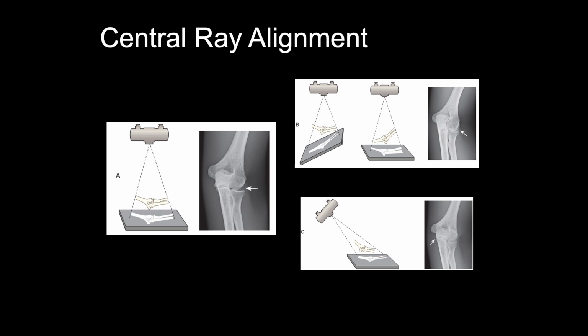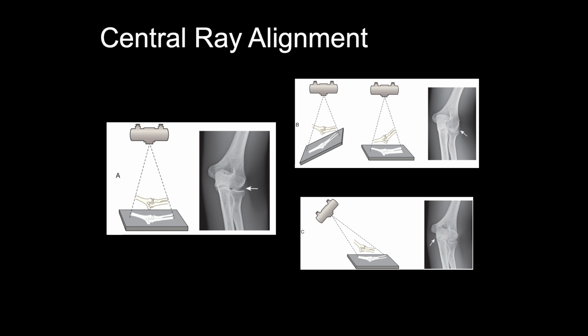So we're looking here at A. A is a proper alignment among the X-ray tube, part, and image receptor. So A is what you want. B is improper alignment among the X-ray tube, part, and image receptor. The illustration on the left of B shows the image receptor is misaligned to the part, and the one on the right of B shows the part not parallel to the image receptor. You can see the improper alignment of the radial head with the capitulum in the image.